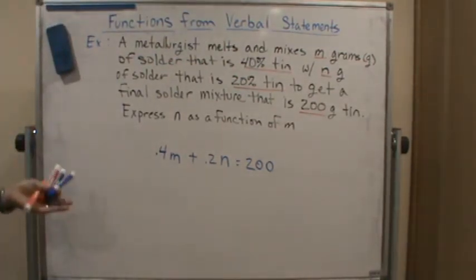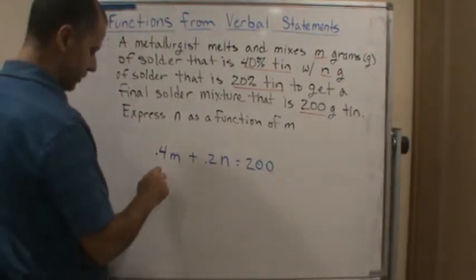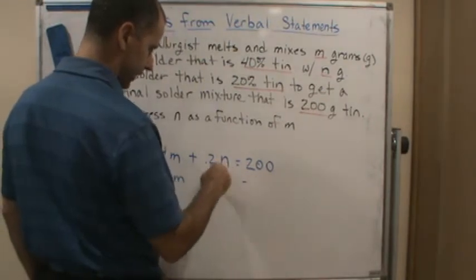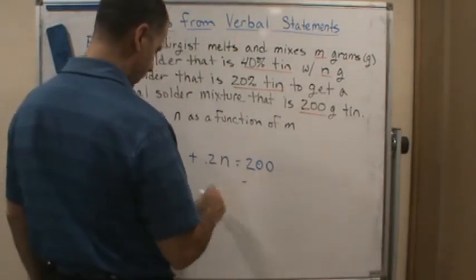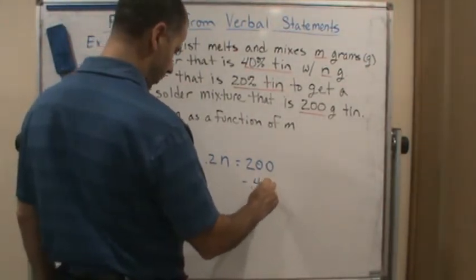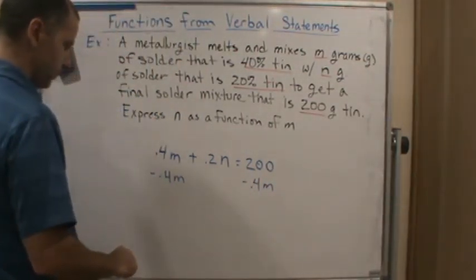So now I'm done, because now all I have to do is solve for n. So first thing I'm going to do is subtract 0.4m. I've got to isolate the n variable, so I'm going to start with the addition here. So I'm going to subtract off 0.4m.